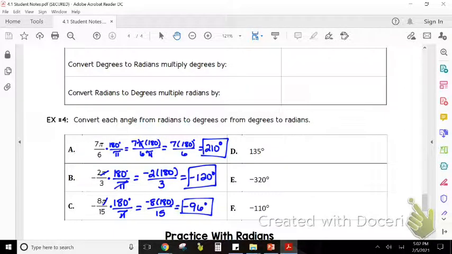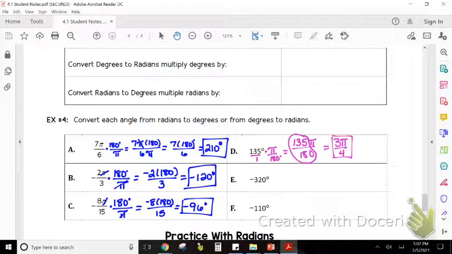Now for D, it's already in degrees, so we're going to change this to radians. Be careful though, because unless it tells us to round to like 3 decimal places or something like that, it always wants us to leave the radian measure in terms of pi. So remember the 135 is over 1, so I just have 135 pi over 180, and then we reduce that fraction. 135 divided by 180 is 3/4. And so we put pi back on top with a 3. So we got 3 pi over 4.